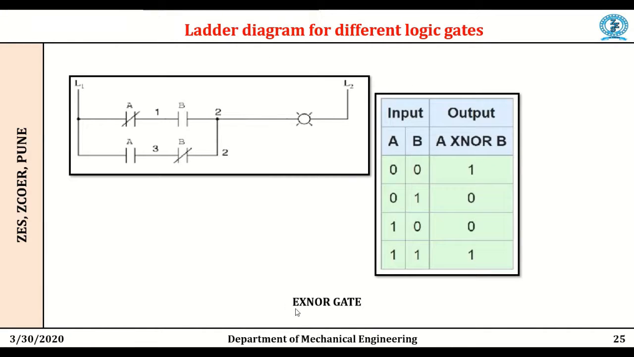The last logic gate is the exclusive NOR gate. This is the ladder diagram for the exclusive NOR gate. Here, if both inputs are low or if both inputs are high, then the output will be high. If one of the inputs is low and the other is high, then the output will be 0.